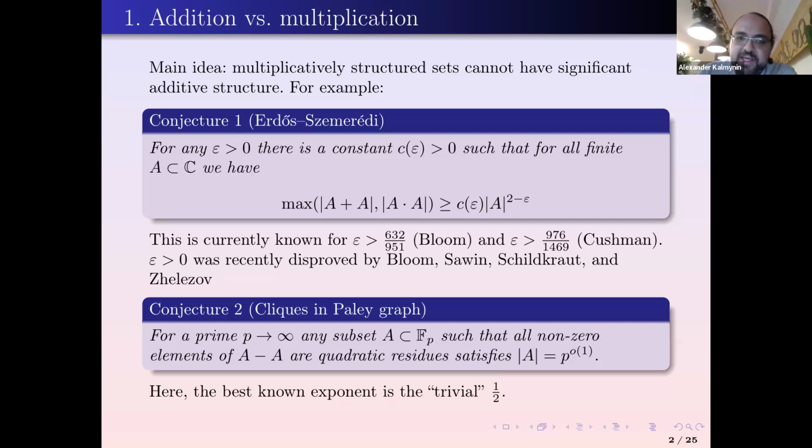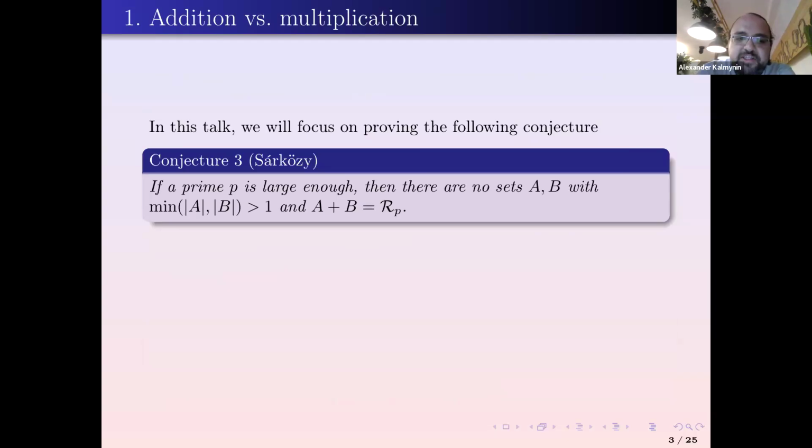What I'm going to discuss here is Sarkozy's conjecture, which states that if P is a large enough prime number, then there are no sets A, B such that the minimum of |A| and |B| is greater than 1, and A plus B is equal to RP. RP here is the set of non-zero quadratic residues modulo P.